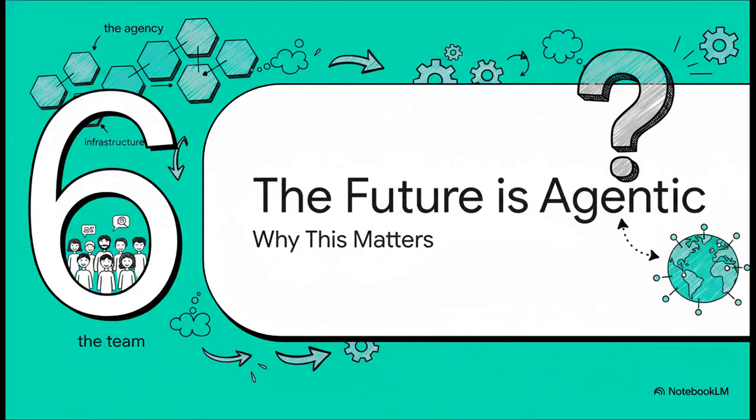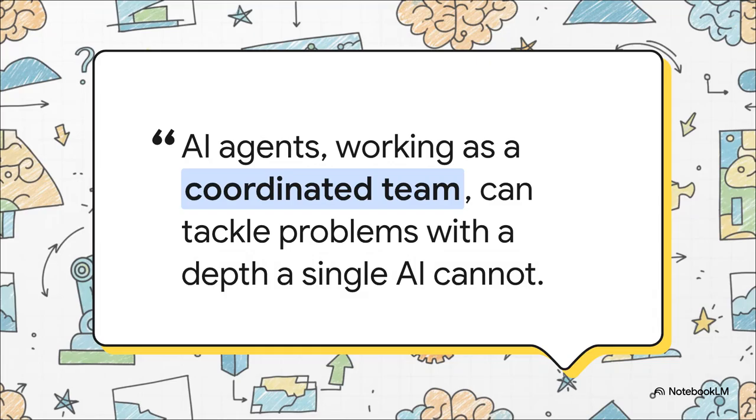Okay, so we've toured the agency, we've watched the team crack a case, and we've even peeked at the plumbing that keeps it all running. So let's zoom out. What's the big picture here? Why does this shift from a single AI to a whole team of AIs matter so much? I think the key thing to take away is this.